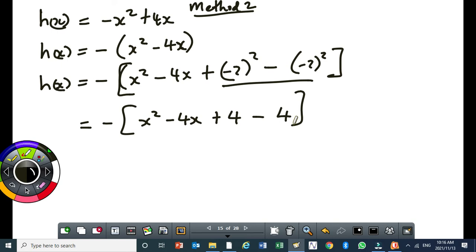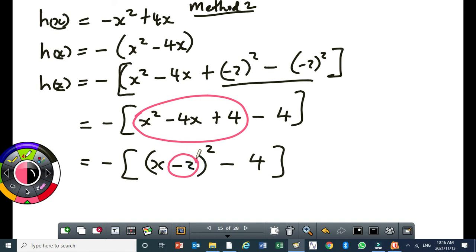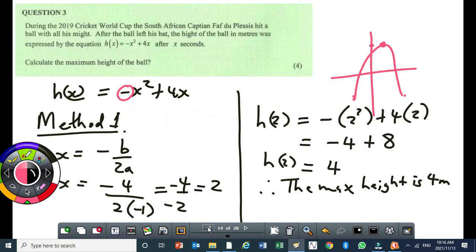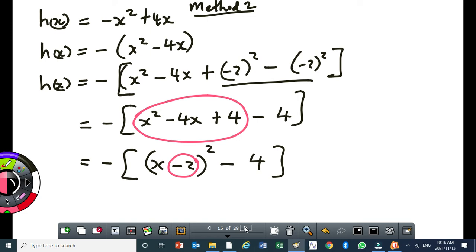Okay? Then our perfect square trinomial, we will get it there. That's where the perfect square trinomial is. So that equation becomes minus, x minus 2 squared, right? Minus 4. Now check this. The 2 that I got when I did the first method, see the 2 that I got, this 2 here, it appears here. Okay? Then I need to remove the square bracket. So if I remove the square bracket, I'll get minus x minus 2 squared. This minus and that minus give us a positive 4. So we end up having that.